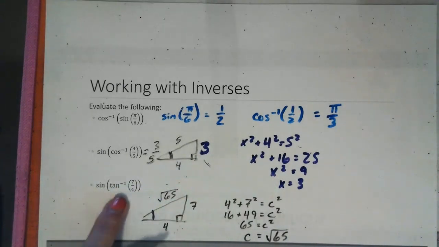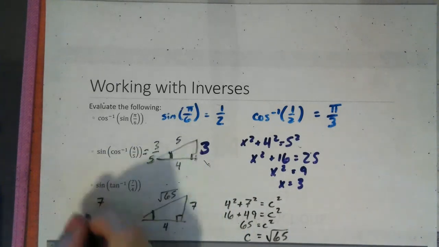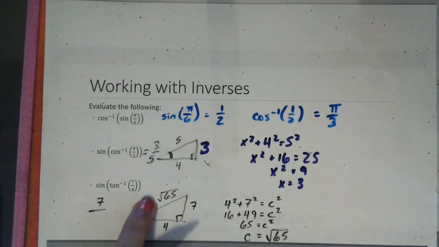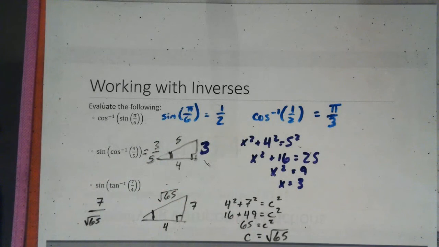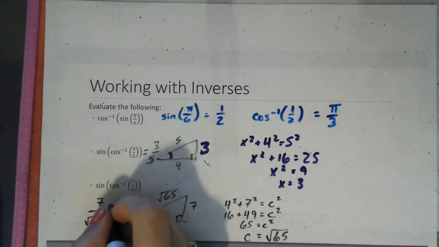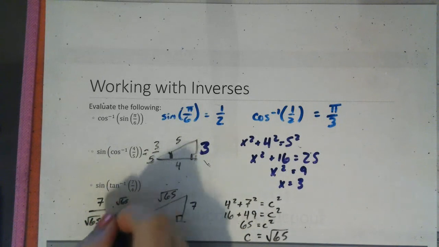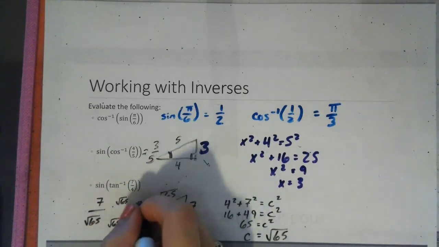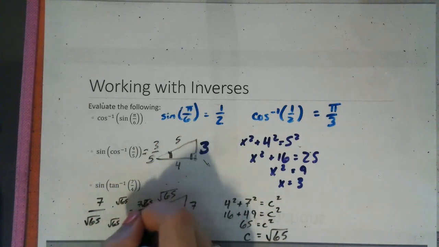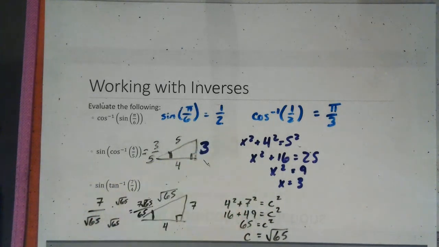So the sine of my angle is the opposite 7 over the hypotenuse square root of 65. Ew, gross, I have a square root in the denominator. So I'm going to multiply by the square root of 65 in the numerator and denominator. And we get 7 square root of 65 over 65.